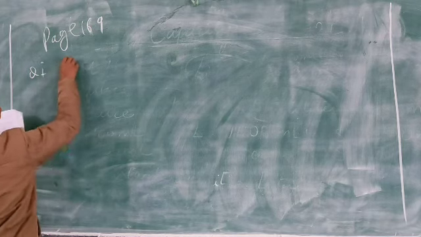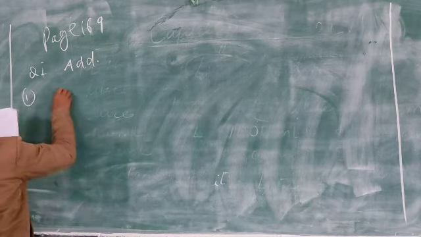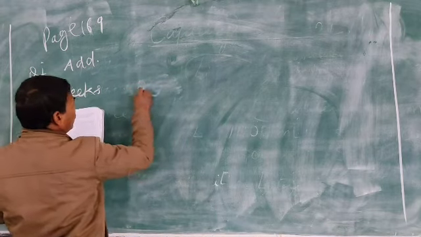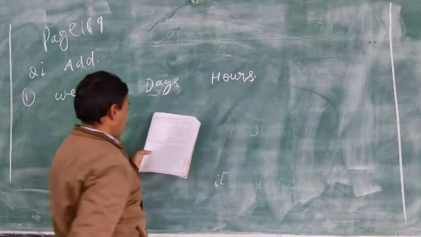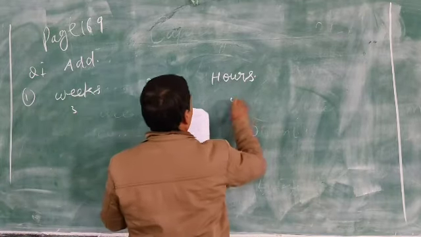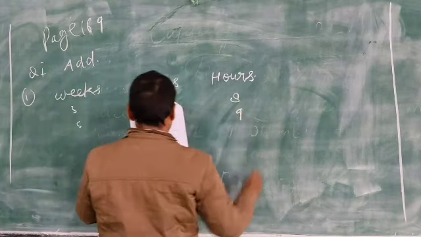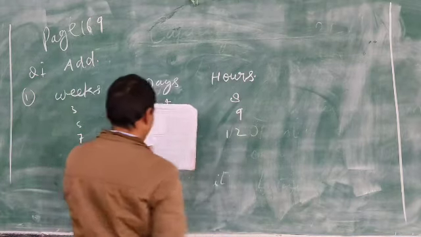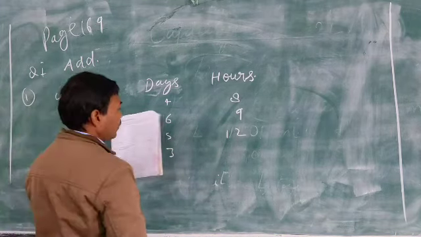Here, say first one, add. On the first one, three columns are given: weeks, days, and hours. 3 weeks, 4 days, and 8 hours. 5 weeks, 6 days, and 9 hours. 7 weeks, 5 days, 12 hours. 4 weeks, 3 days, 10 hours.